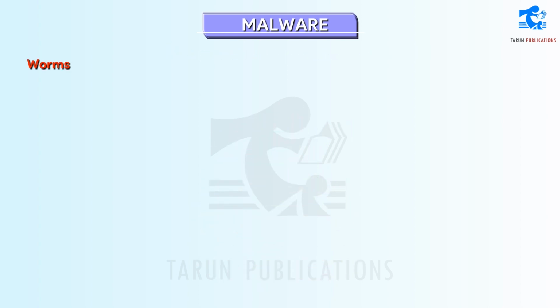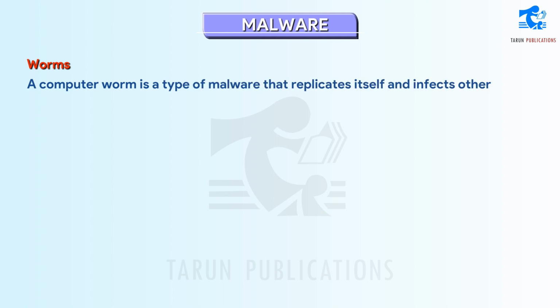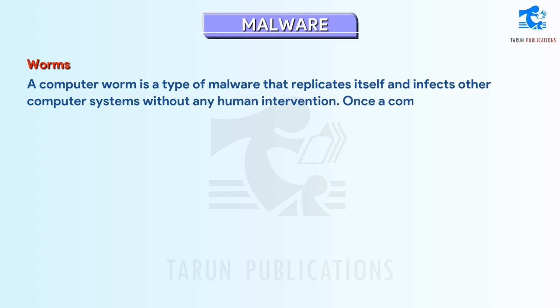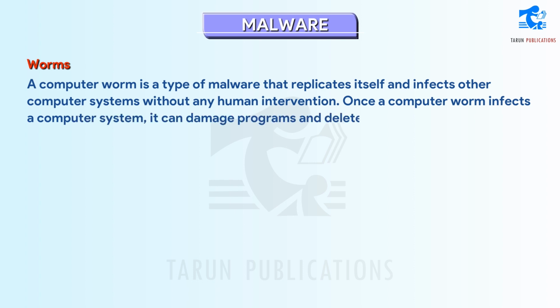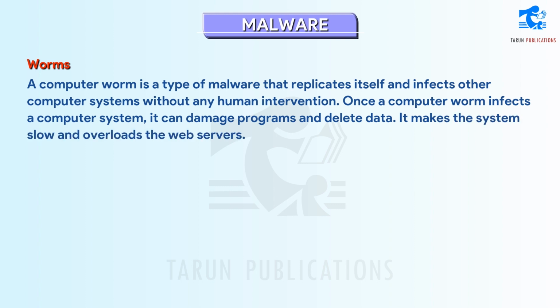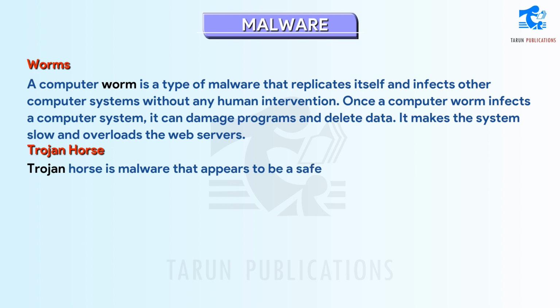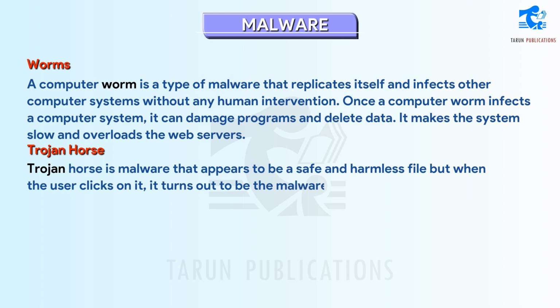Worms. A computer worm is a type of malware that replicates itself and infects other computer systems without any human intervention. Once a computer worm infects a computer system, it can damage programs and delete data. It makes the system slow and overloads the web servers. Trojan horse. Trojan horse is malware that appears to be a safe and harmless file, but when the user clicks on it, it turns out to be the malware that attacks the system.